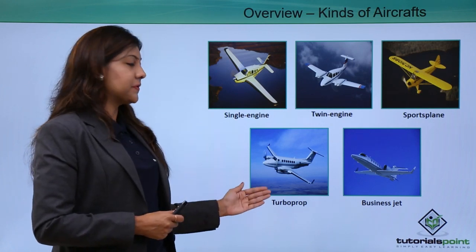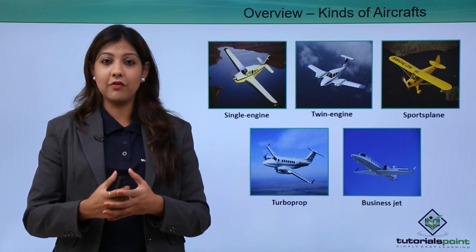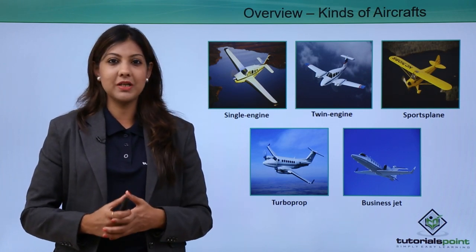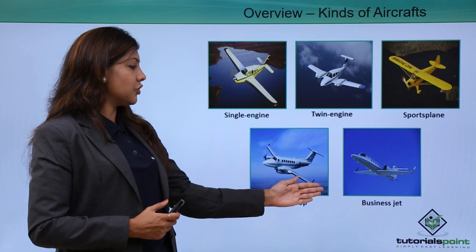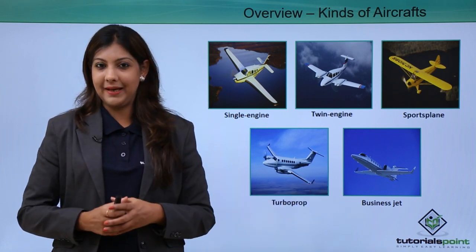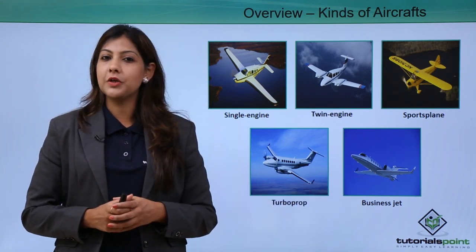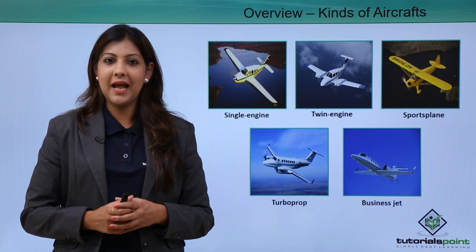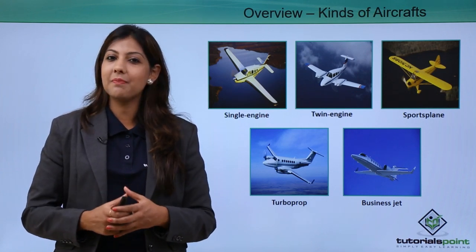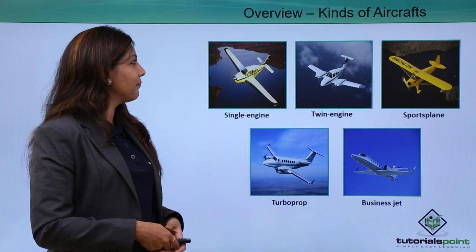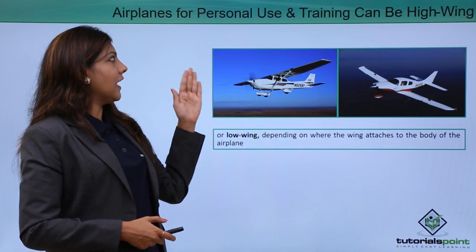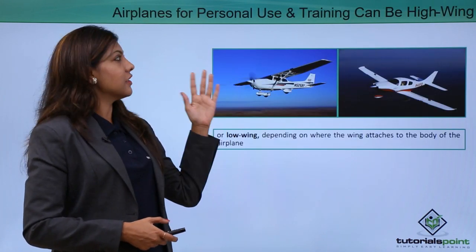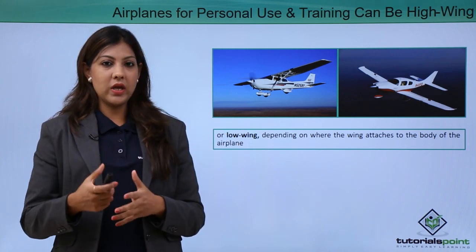We have turboprops, which have a propeller kind of engine, not a jet engine but a propeller engine. A business jet, which is a jet engine plane. A business jet is mostly used for business purposes only, and they only accommodate VIPs and VVIPs. The aircraft for personal use as well as training can be high wing or low wing.